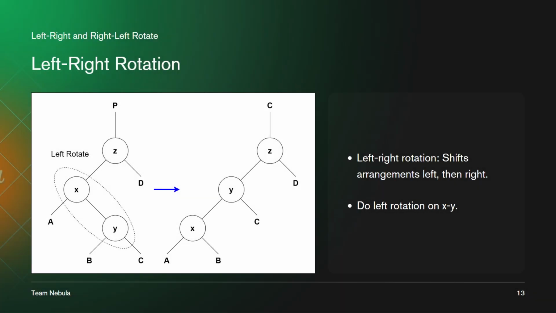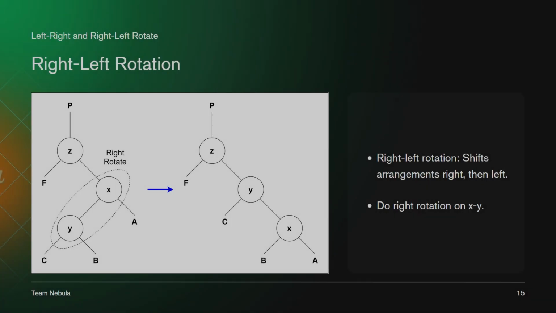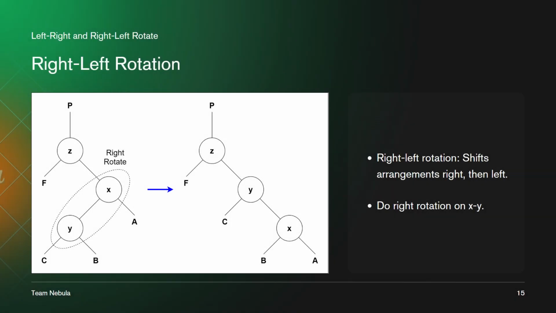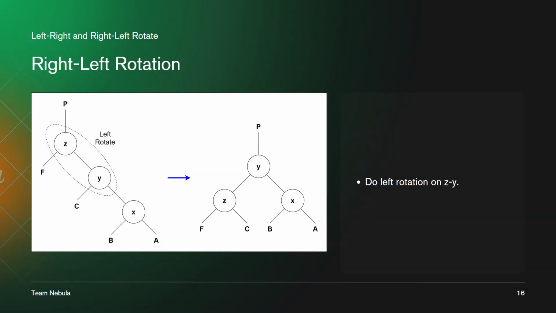Left-right and right-left rotate. In left-right rotation, the arrangements are first shifted to the left and then to the right. Do left rotation on XY. Now, do right rotation on YZ. In right-left rotation, the arrangements are first shifted to the right, and then to the left. Do right rotation on XY. Now, do left rotation on ZY.